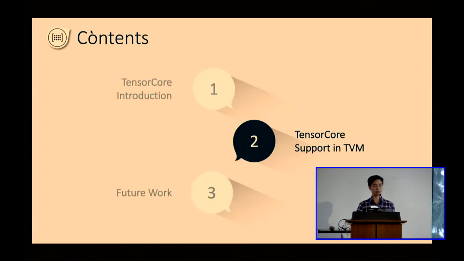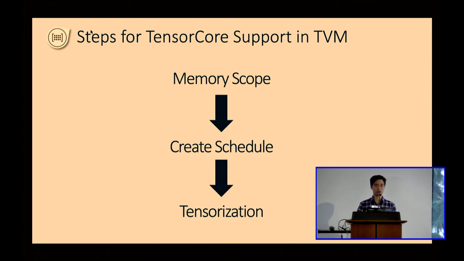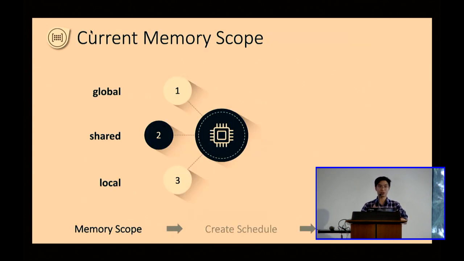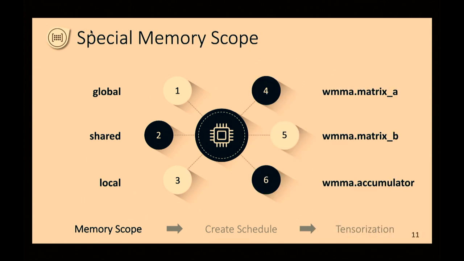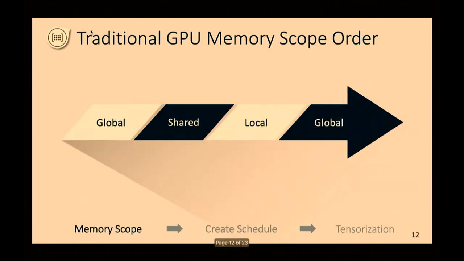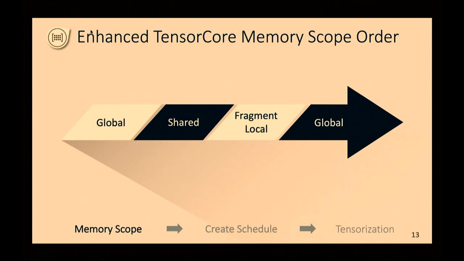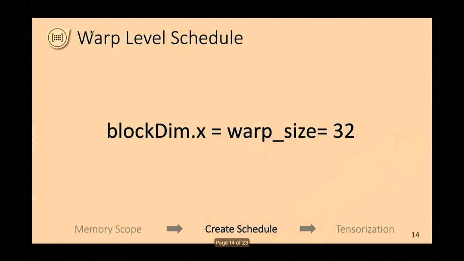So let's talk about the TensorCore support in TVM. We need 3 steps to use the TensorCore in TVM: memory scope, create schedule, and tensorization. Currently, we have 3 memory scopes: global, shared, and local. To support the TensorCore, we must add special memory scopes called WMMA matrix A, matrix B, and accumulator, which correspond to the name of the fragment. Traditionally, we usually copy the data from global to shared and do some reuse in shared, then copy to local to do computation, and then store the result to the global. Here, we just use the fragment and local together to do the computation, and then output the result.